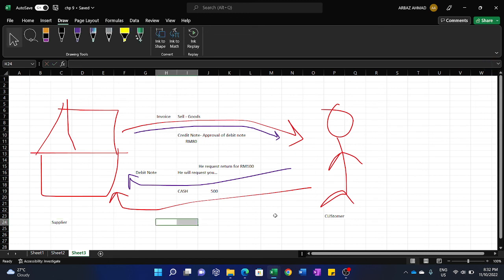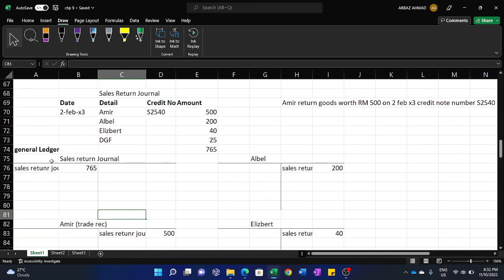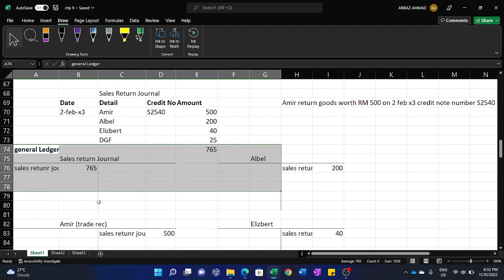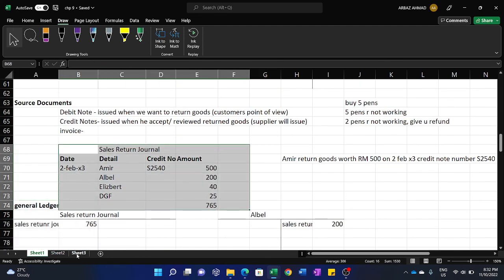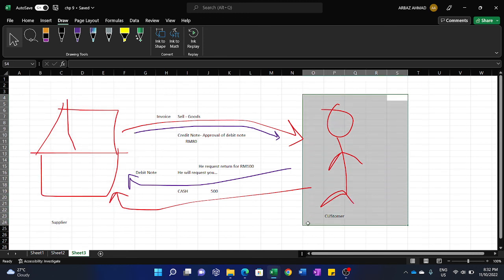So you have to see which perspective you are, who you are in the situation. In the sales situation, for example, we are this person, we are the supplier. So we receive the debit note from the customer and we issue the credit note. For the purchase return, we are this person because we buy, right? So we can request for the amount, we can issue the debit note to the supplier, and then we can receive the credit note. I hope that's clear.